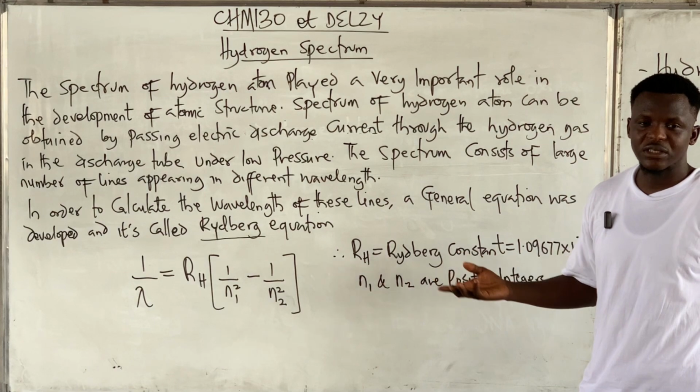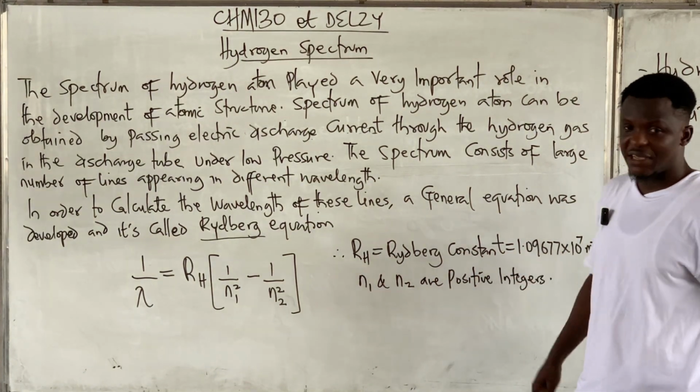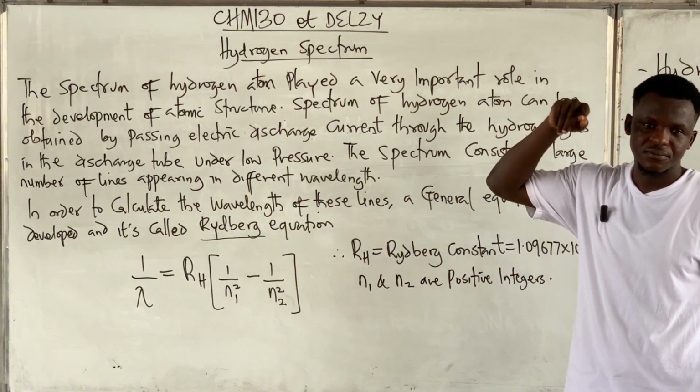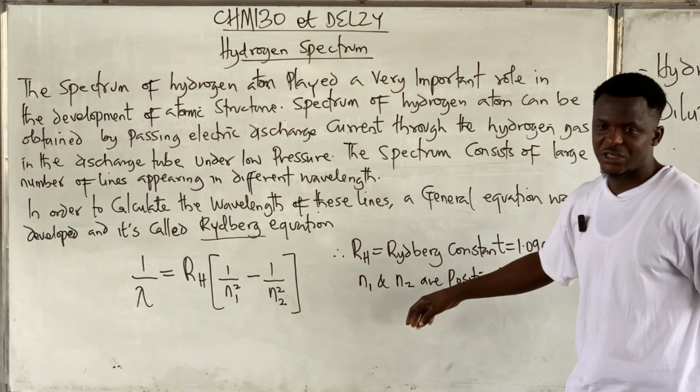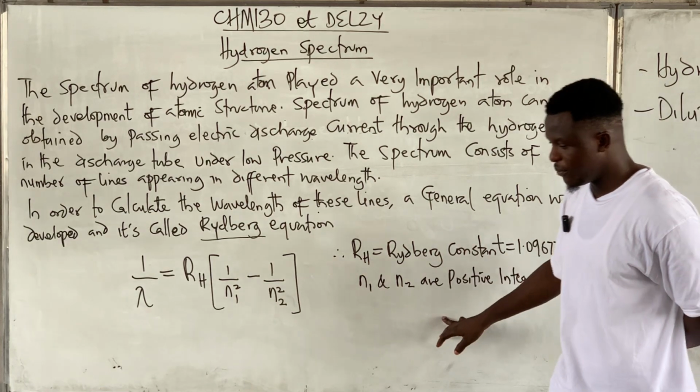Most of the time, they will give you this constant in the exam hall. But what if they don't? You actually have to know this constant: 1.09677 times 10 raised to the power of 7. Now, this n1 and n2 is where we're going to have some problems.